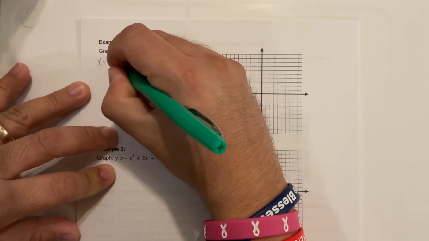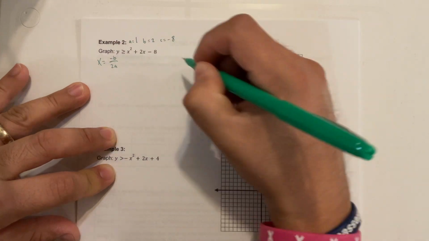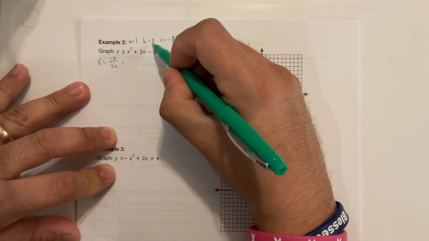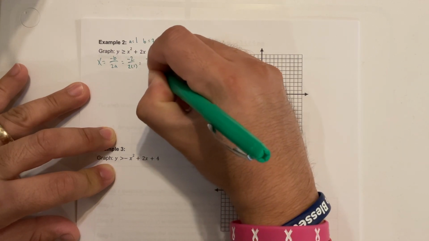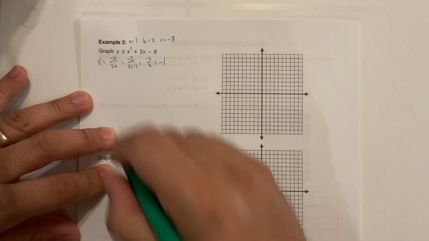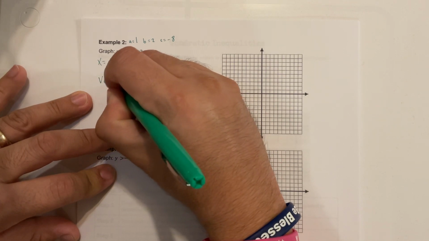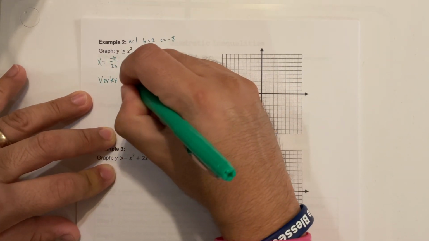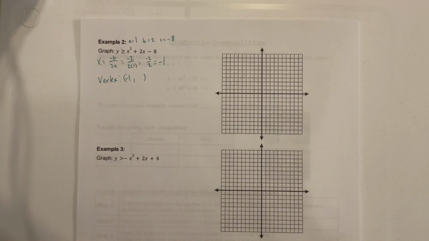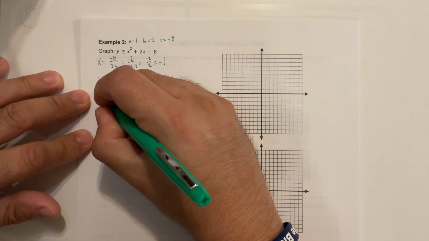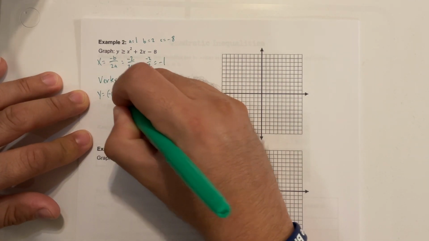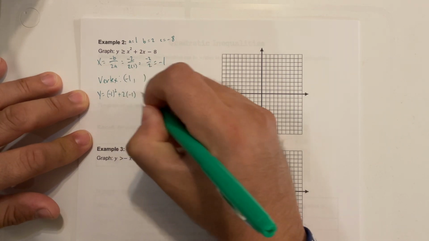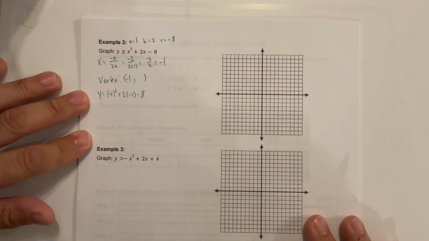So x equals, I'm going to write the formula here since it's on the other side, opposite of b over 2a. So the opposite of my b is -2 over 2 times a, which is 1. So -2 divided by 2 is -1. So for my vertex, we know my x value is -1. And now to get the y value, we're going to substitute -1 into our equation here. So y equals -1 in parentheses squared, plus 2 times -1 minus 8.